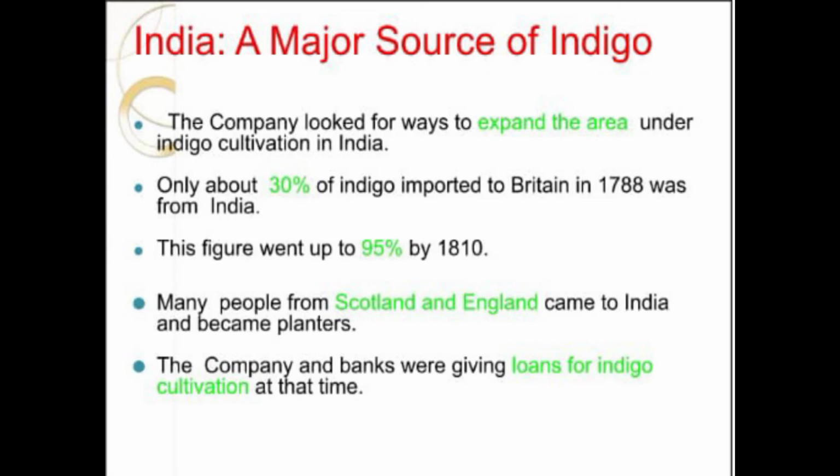The major source now is the indigo. This is a coloring substance. This cultivation was imposed on the farmers. The company looked for ways to expand the area under cultivation of indigo.